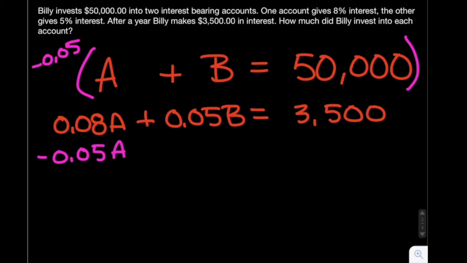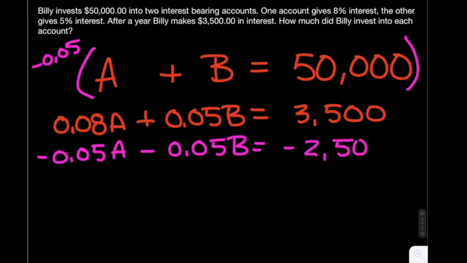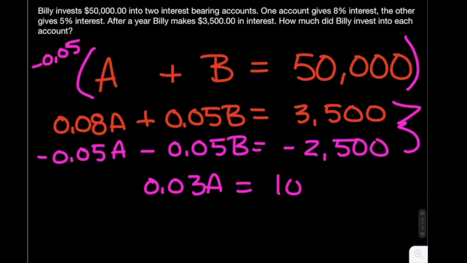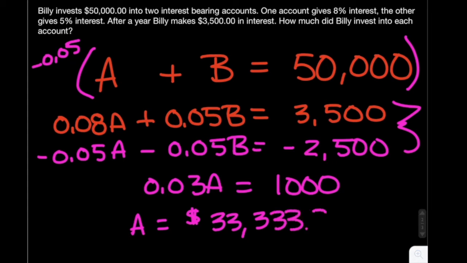So negative 0.05 times A is negative 0.05A, times B is negative 0.05B, and times 50,000 is negative 2,500. I have a new system. I'll add these two lines together. When I do, I get that 0.03A is equal to 1,000. That means that A is equal to $33,333.33.